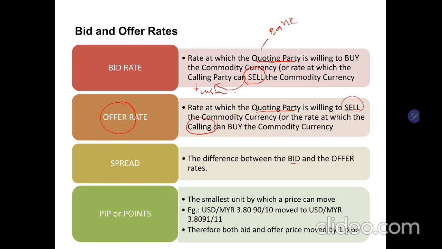Spread is the difference between bid and offer, and a pip is the smallest unit by which price can move. Meaning that the last two figures at the back, we call it a pip. Therefore both bid and offer price move by 1 pip. So here we can see 90 and 10. For example, USD MYR moving to 91/11, meaning that rather than from 90 cents to 91 cents, the price moves by 1 pip.